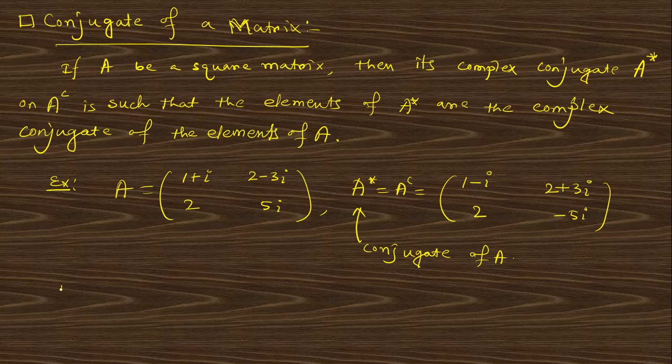Clear? Note that for a real number there is no change. So for a real matrix, you can say A star is equal to A. For a real matrix the complex conjugate is the same as the original elements, that's why A star will be A. That means if all elements within the matrix are real, the conjugate is the same, but in case of complex elements within the matrix, there is a conjugate of this matrix.